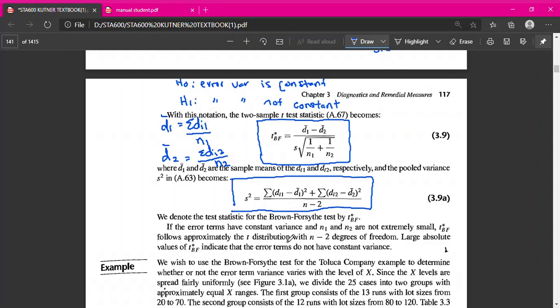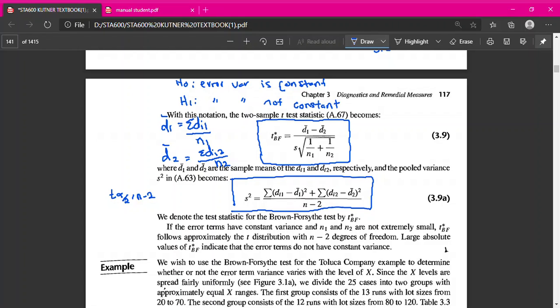Okay, if the error terms have constant variance and N1 and N2 are not extremely small, the T statistic follows approximately the T distribution with N minus 2 degrees of freedom. Large absolute values of the T statistic indicate that the error terms do not have a constant variance. This means we can make the decision about this test statistic by comparing it with the critical value from the T table, which is T alpha over 2, N minus 2.